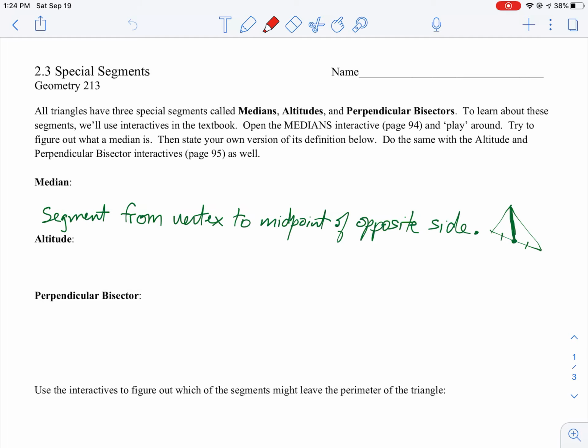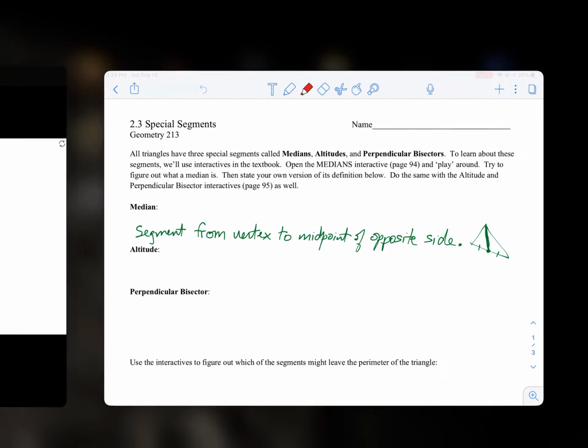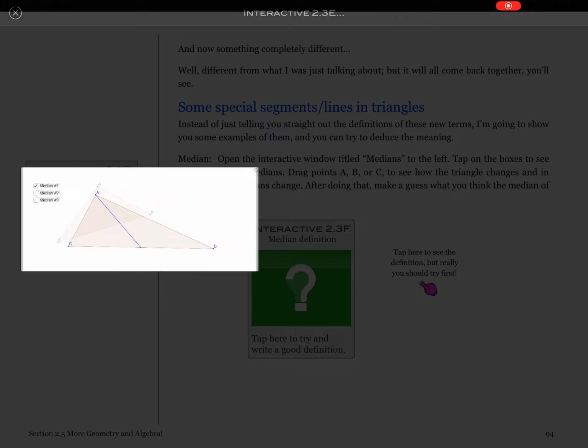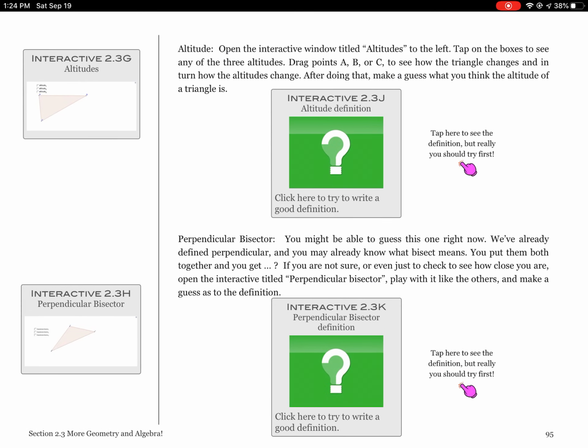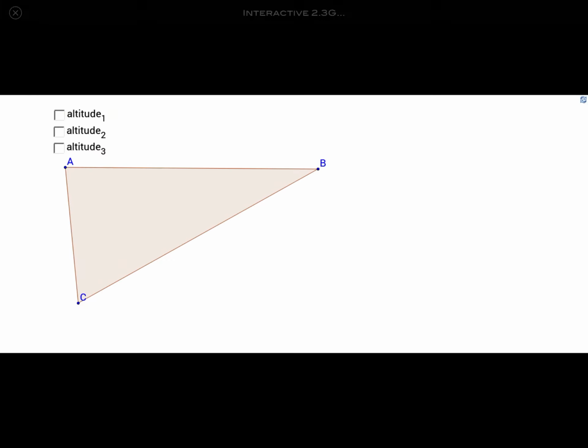Feel free to pause and write that in if you want to. And then when you're ready, we can go and figure out what an altitude is. I'll move on to the next interactive in the book, which I think is on the next page. Yeah, so at the top left, you see there's an interactive called altitudes.